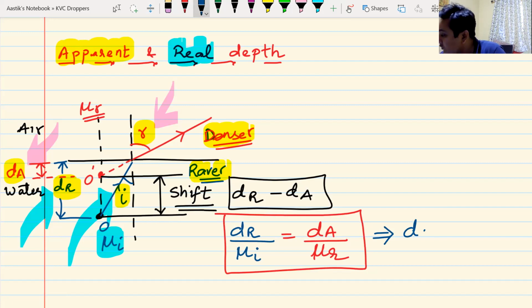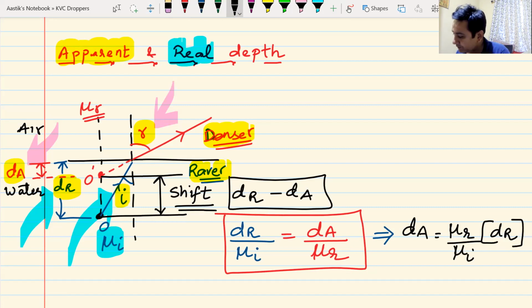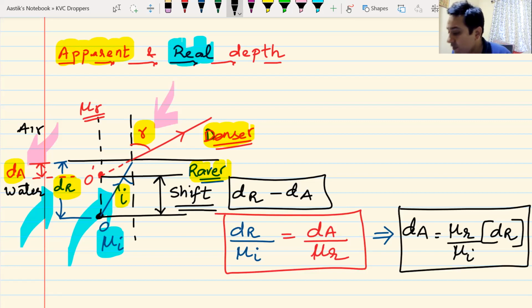D apparent, oh, I should use a different color, otherwise it will get confusing. I'll use a black color. D apparent is equal to mu r, the second medium, divided by mu I, the first medium, multiplied by the depth in the first medium. This is how I remember it, and this is how I hope that you remember it. I'll give you a minute to note down this formula.